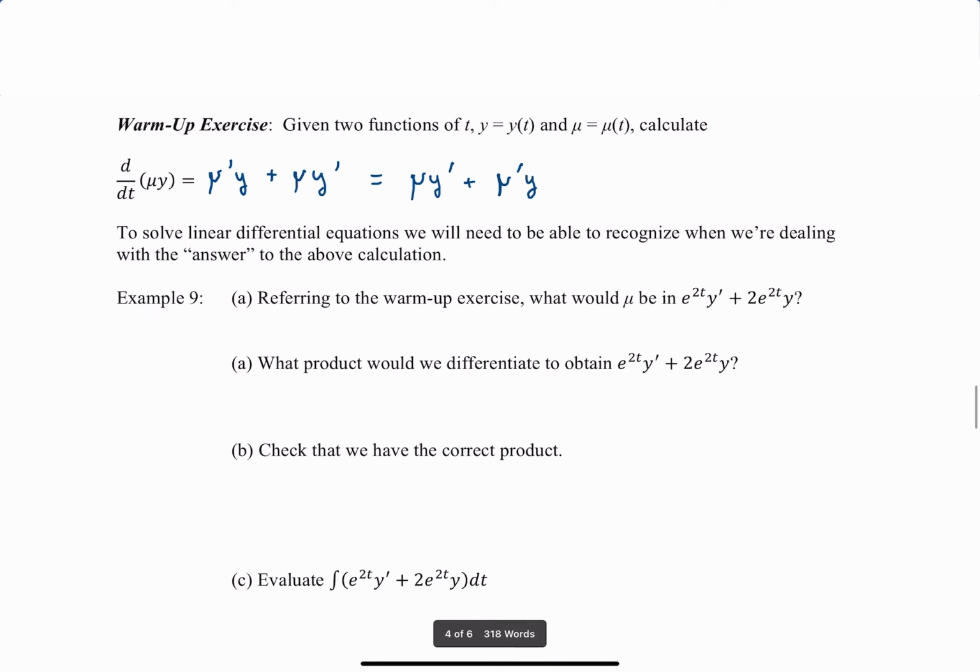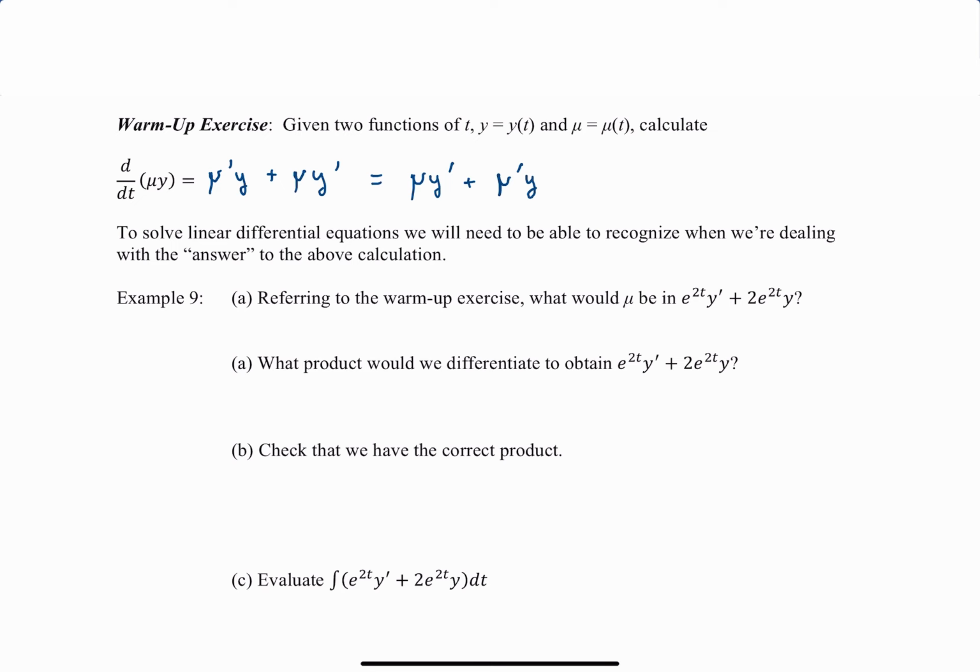To solve linear differential equations, we will need to be able to recognize when we're dealing with the answer to the above calculation. In other words, when we're dealing with something of this form, because what we're going to want to do is then understand that we can bring it back to that. So the reverse of the way we're used to doing the product rule. So to get a little feel for that, let's see a couple of examples.